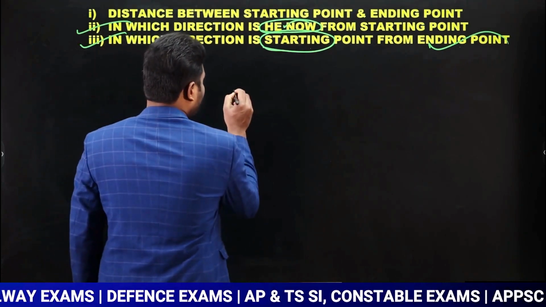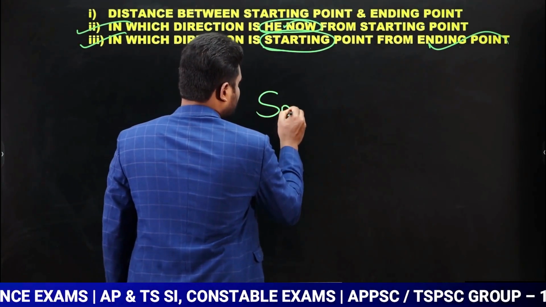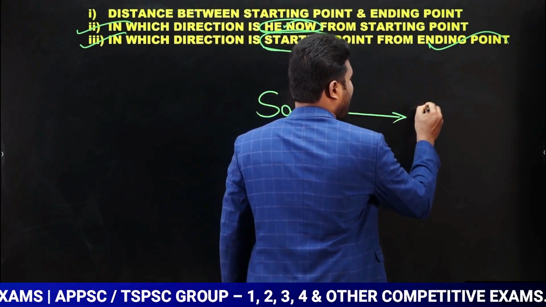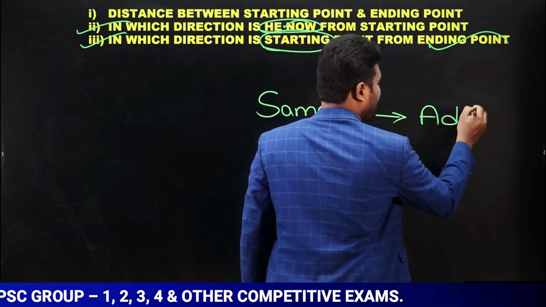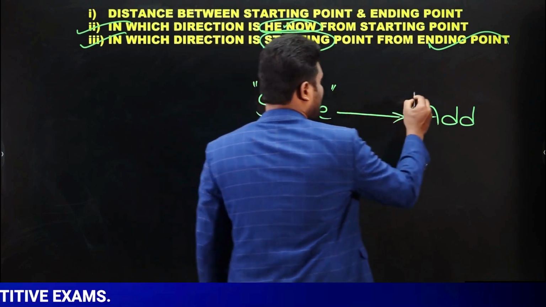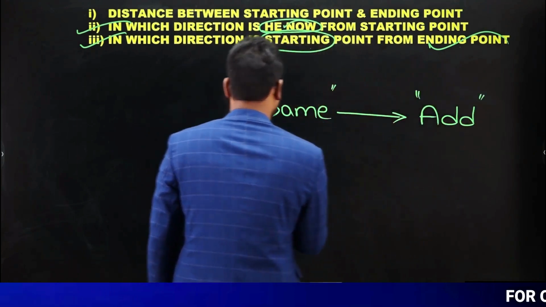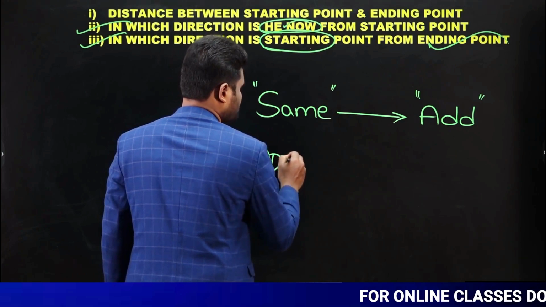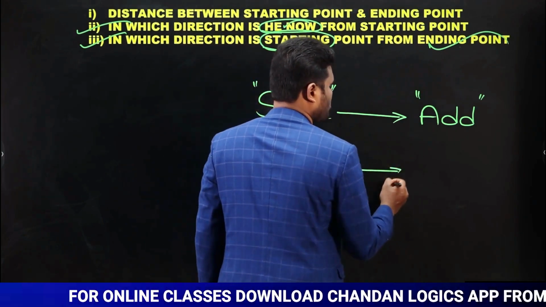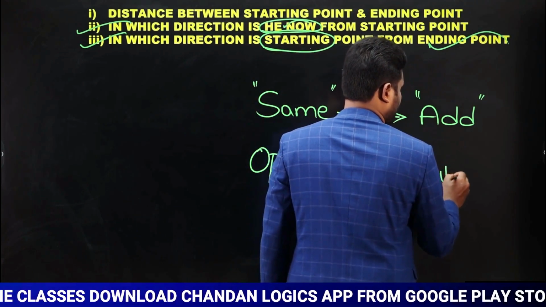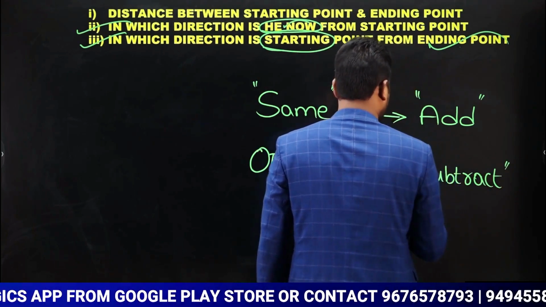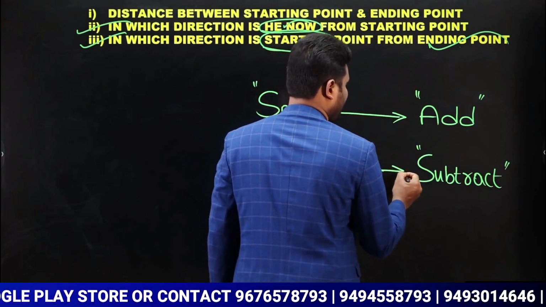Now observe here. Whenever you come across same, you have to add it. What is same? I will tell you in detail, don't worry. Same, add. Opposite. What is meant by opposite? I will tell you, don't worry. Whenever you come across opposite, then you have to subtract. Opposite, subtract. Same you have to add, and whenever you come across opposite, you have to subtract.